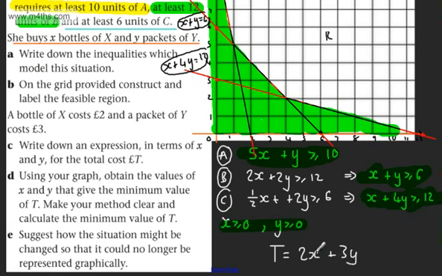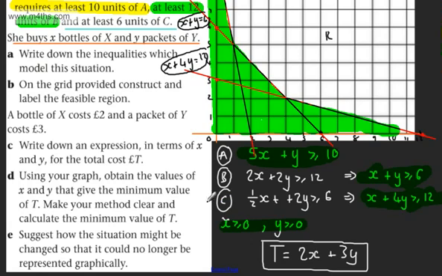So however many bottles of X we buy, it's going to be £2 a bottle. So say we buy 5, 10. If we buy 10, 20, and then £3 for every packet of Y. So if I bought 3, £9. If I bought 4, that would be £12. So this now is an expression for the total cost of buying x bottles of X and y packets of Y.